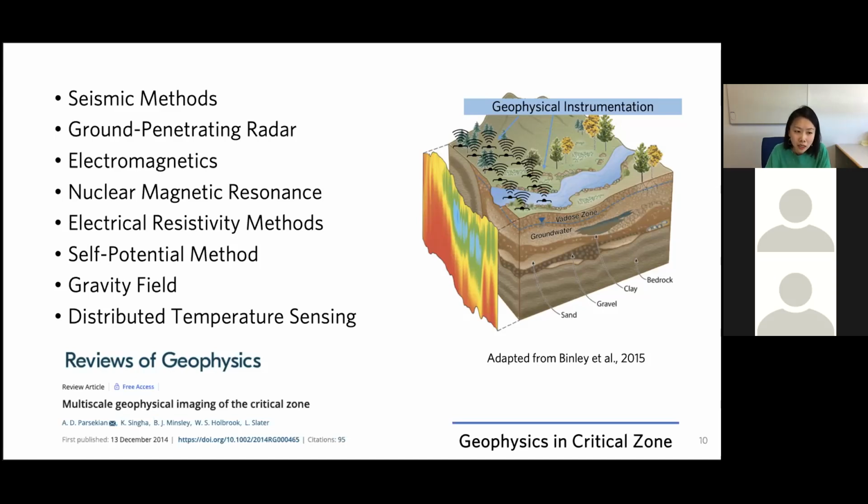And in this review paper published in 2015, the authors have reviewed all these methods and their application in critical zone research very, very thoroughly. But I also think that for the past few years, the research has been so active, and maybe it's time for another review paper like this.